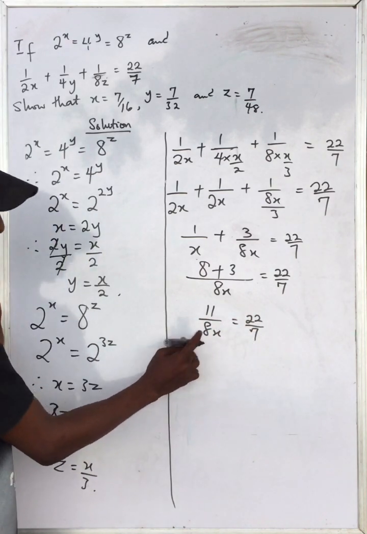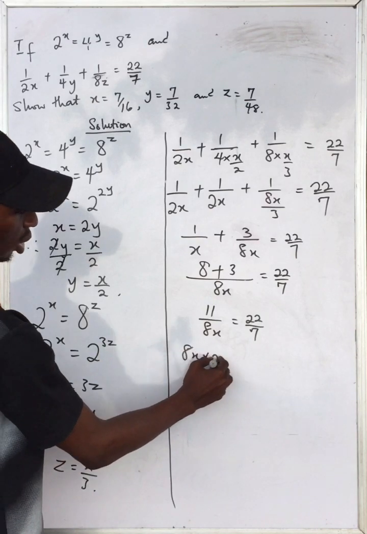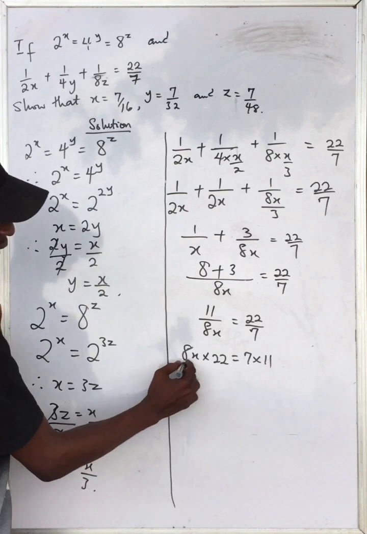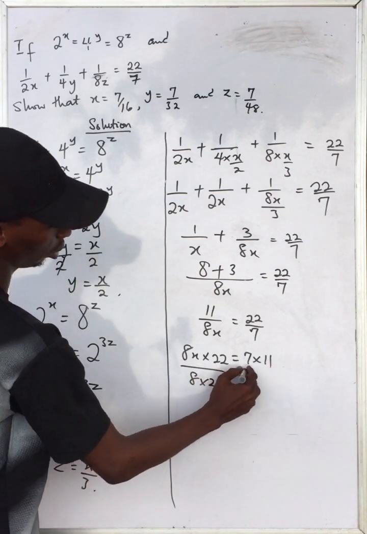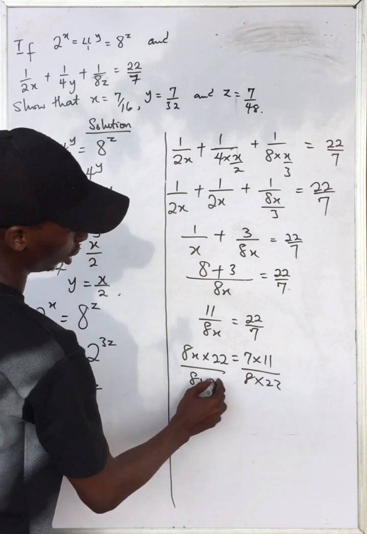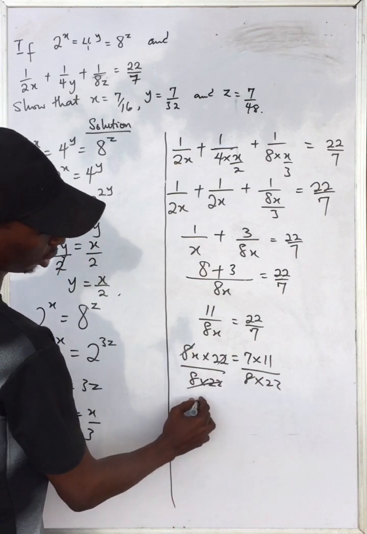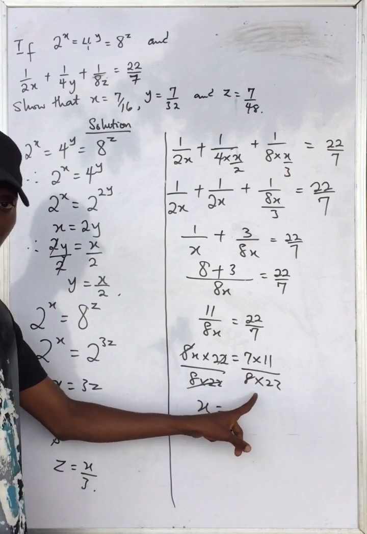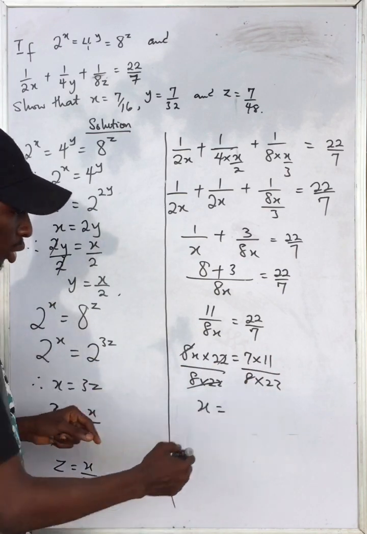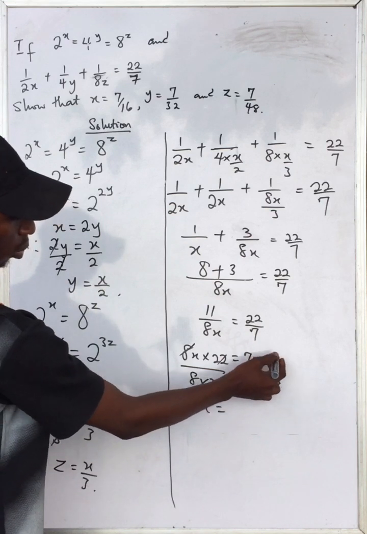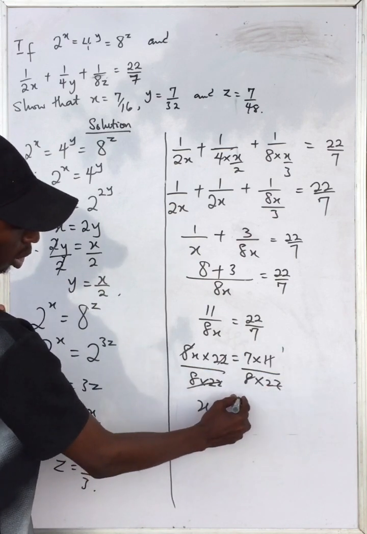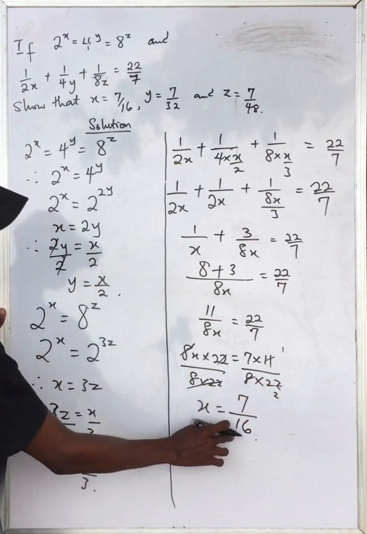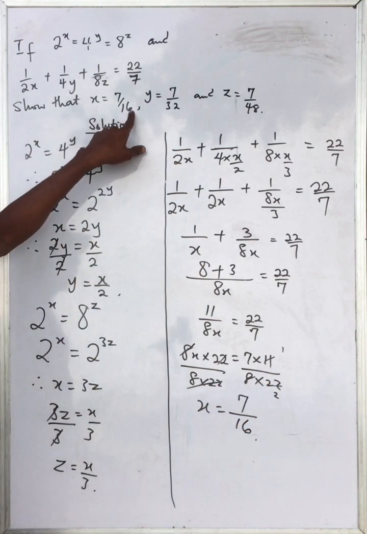Remember, we are looking for x. So that means 8x times 22 is 7 times 11. I need to find x, so I will divide both sides by 8 times 22, or you can multiply, whichever, so that x is going to be this value here, 7 times 11 over 8 divided by 22. So that means 11 here 1, 11 here 2. So I'm having 7 over 8 times 2, which is 16. So x is 7 over 16, just as we have here.